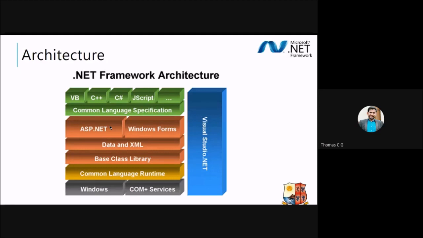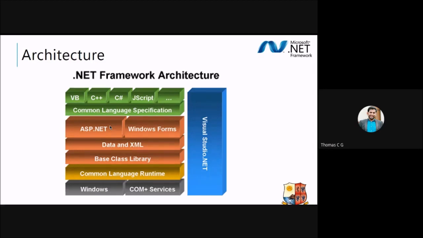At the bottom, just start at the bottom and the blue bar on the right side. So you see Windows at the bottom. Ignore the word COM services. I'll not focus on that. Let's only focus on the word Windows. The reason why it is mentioned as Windows is, again, it is .NET Framework. If it was .NET Core, that Windows will be replaced with any operating system. That's all. And on the right-hand side, you see Visual Studio.